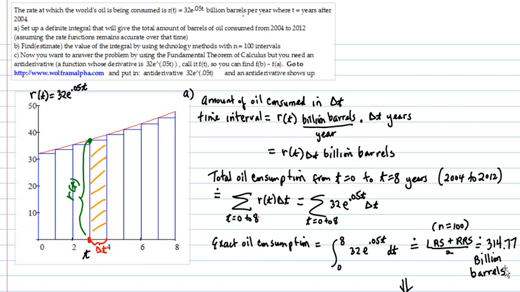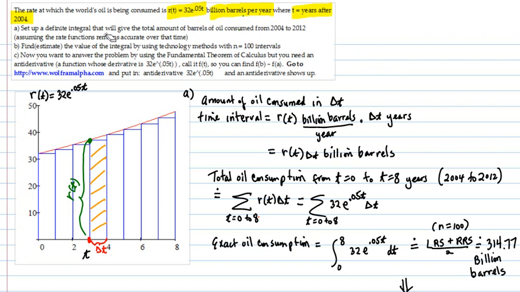The rate at which the world's oil is being consumed is this function here in billions of barrels per year, where T is years after 2004. So at every moment of time you have a certain amount of billions of barrels per year of oil being consumed, but the very next moment the rate has changed depending on the time.